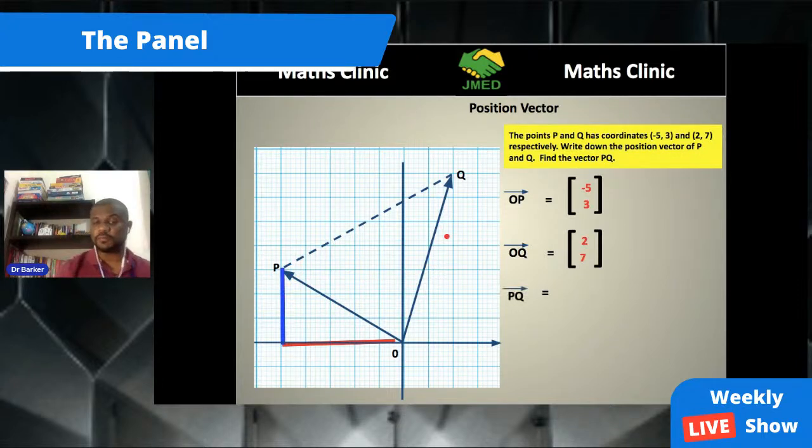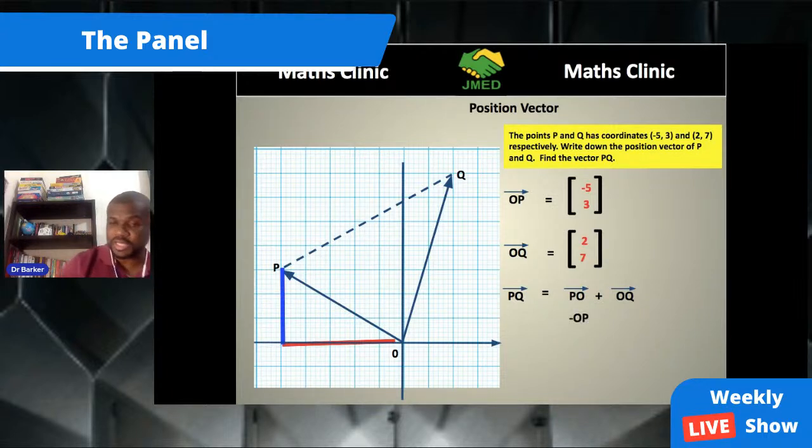So if we want to find PQ, what I'm saying is that we can go from P to O, and then from O to Q, and that will still get us in the same place, all right? So for example, if a ship wanted to go from P to Q, if it goes from P to O and then from O to Q, it would still get there. It would get to the same place. It may not travel the same distance, but it will still be in the same place, all right?